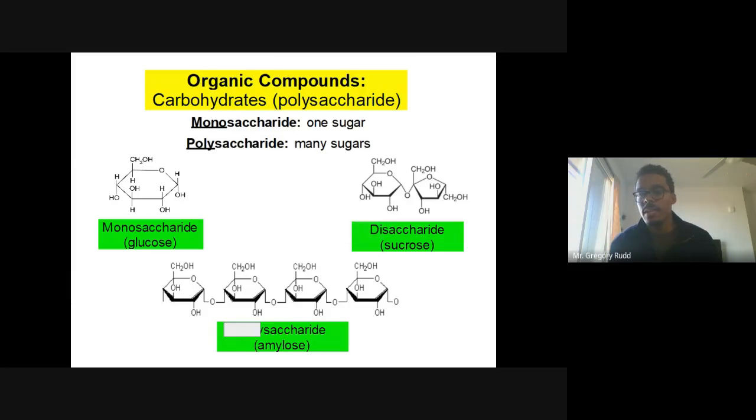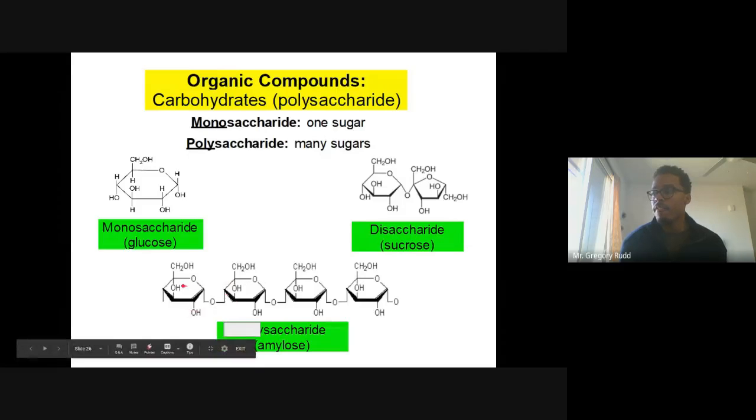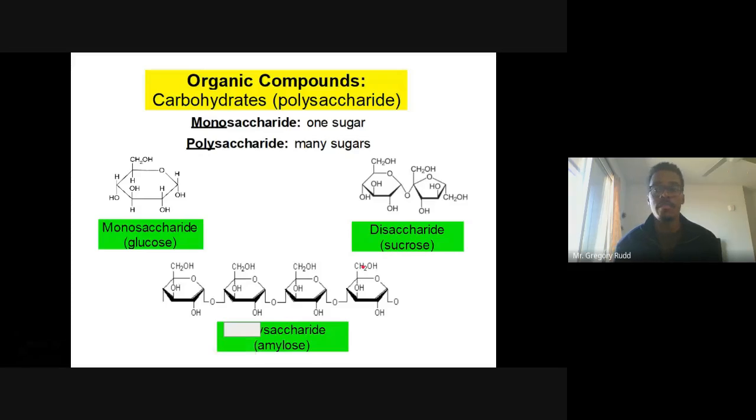Di, D-I. You all, I'm sure, also remember we talked about the prefix bi, as in a bicycle. Both bi and di can mean two. So two rings is a disaccharide. This one is called sucrose. And then down here, we've got four of them. We could call that maybe tetra. Tetra is a prefix meaning four. But we're just more generally going to call this a polysaccharide because it has many. And this one is amylose.